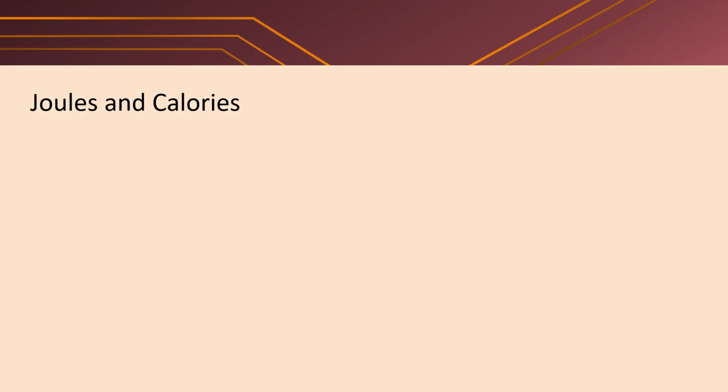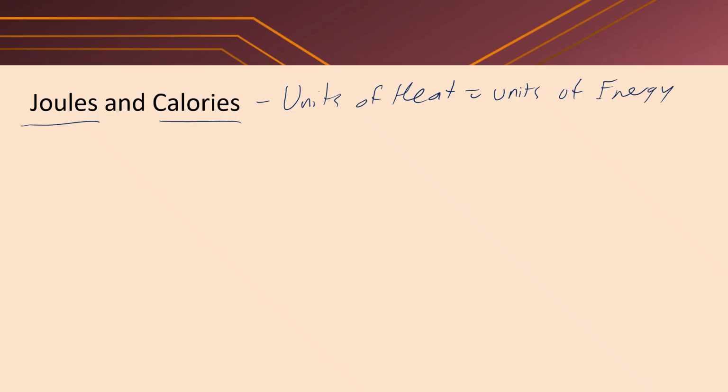Now, there are two main units that we use for heat, joules and calories. These are units for heat. They're also just units of energy because heat is just energy, a specific type of energy. Joules are the SI unit for energy, and we're going to see that most often in this class. And you might also see kilojoules. So 1,000 joules is equal to 1 kilojoule.